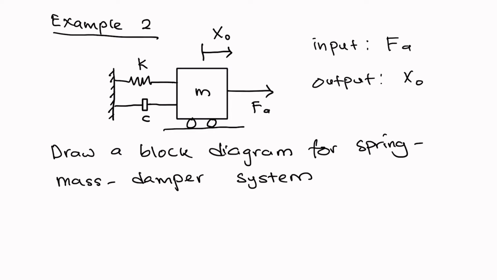The system for example 2 is a spring mass damper system where an external force is applied on the mass, causing the mass to displace by x. Let's consider the input and the output of the system to be force and displacement.